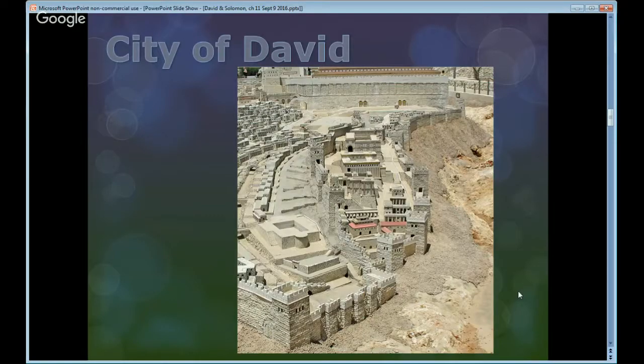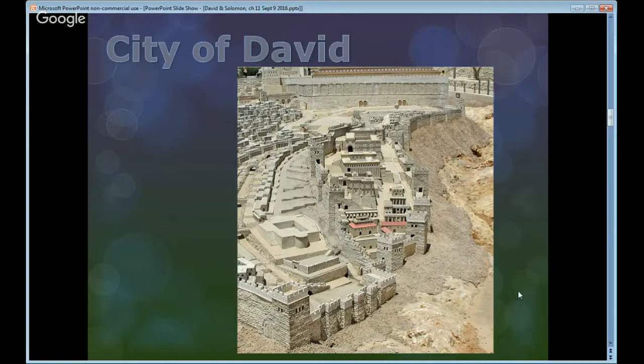This is a replica of the City of David. If you've ever been to the Israel Museum in Jerusalem, this is to the right. If you're facing the museum, this is kind of on the outside to the right. It is a reconstruction of David and what it would have looked like in the 10th century.